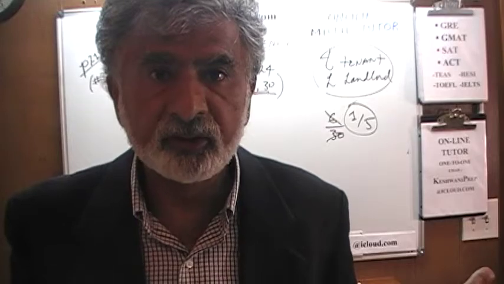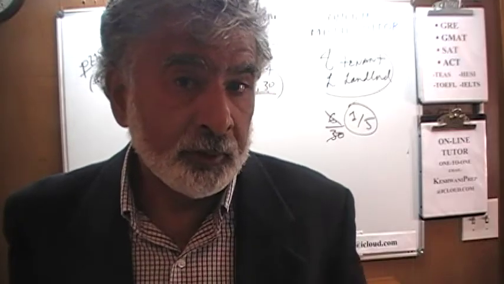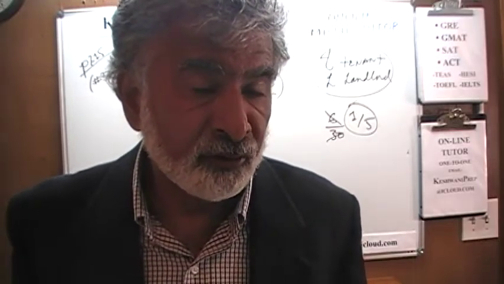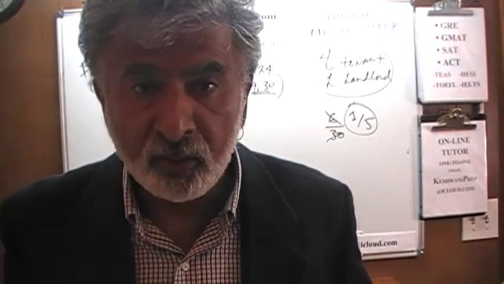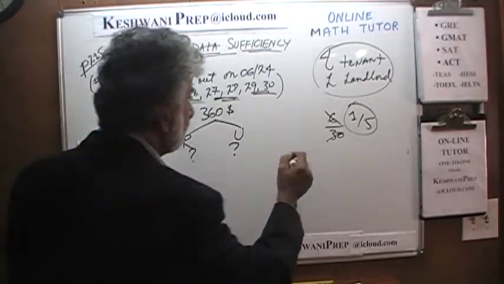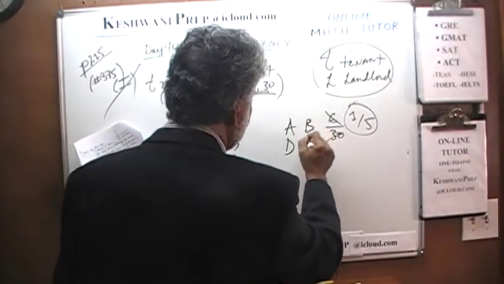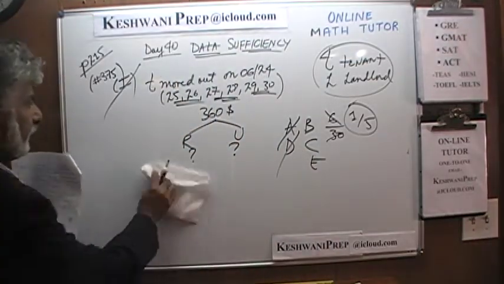That's where the story ends. It's an anticlimax. Since we don't know how much she paid for the rent and how much for the utilities, we do know that we need to give her back 1/5 of the amount of utilities that she paid us. But what was the amount for utilities? She paid $360 total. I don't know what the split is. The first statement by itself is of no use. A, D, B, C, E. The answer cannot be A or D. Let's look at second statement.